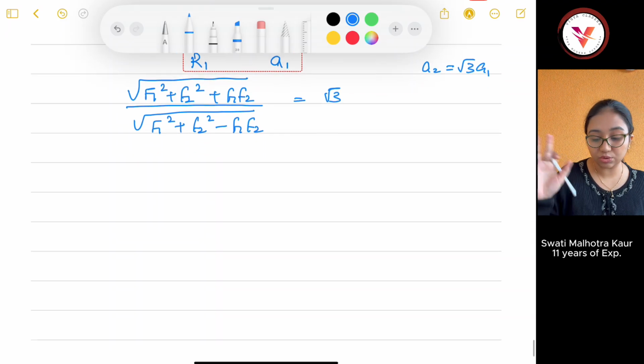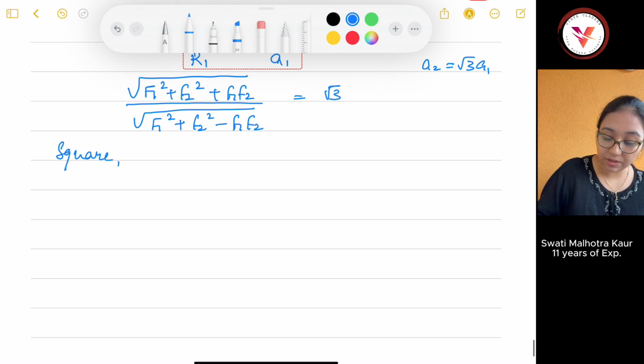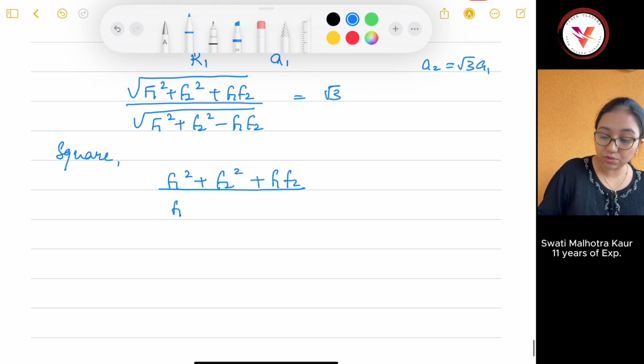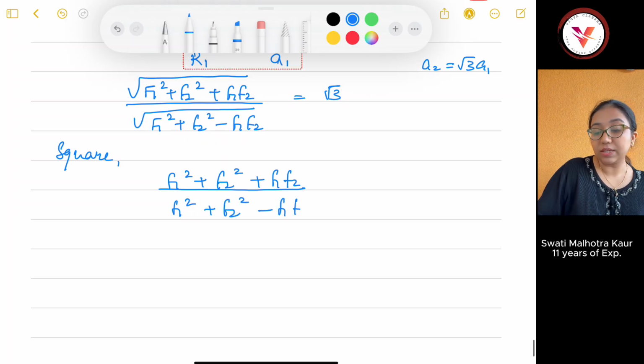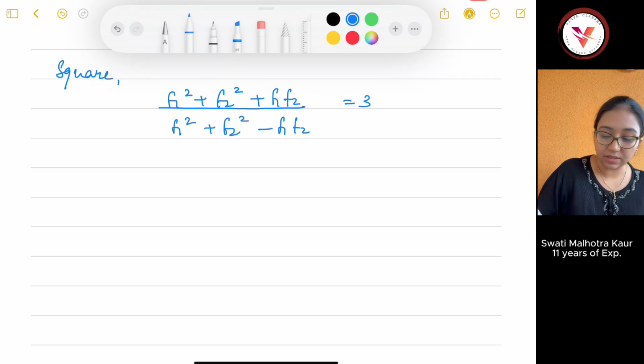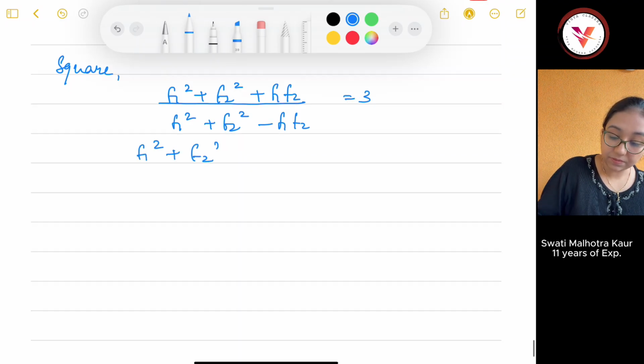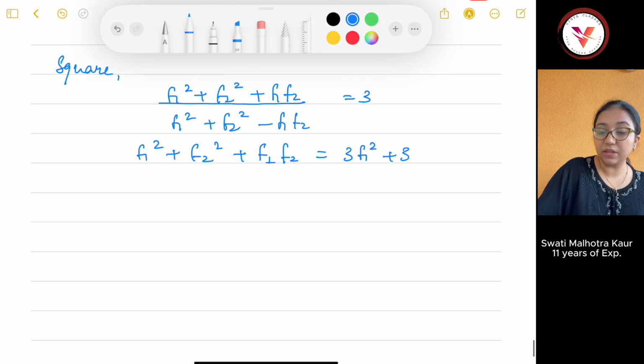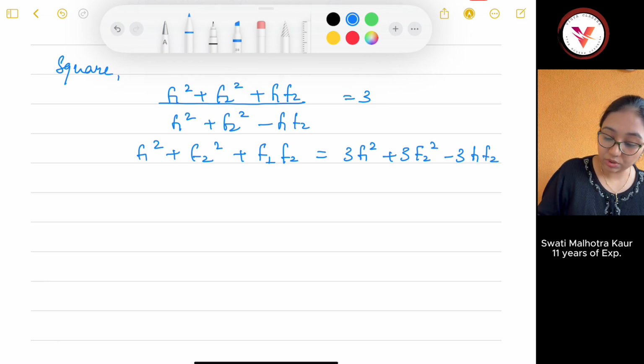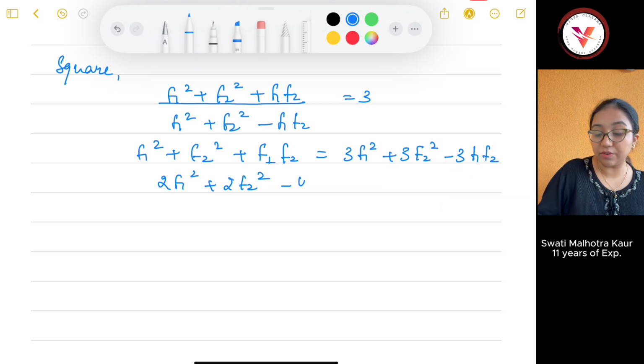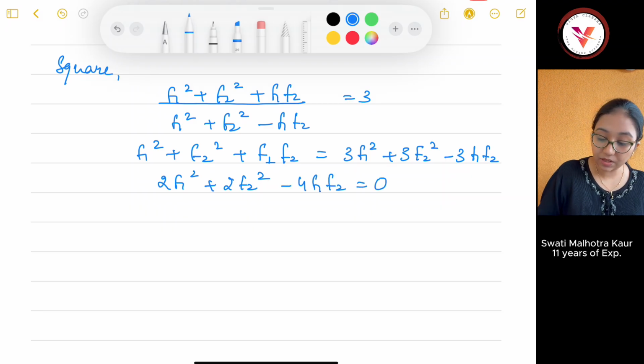Now all of these have under roots, so you can simply square them, and it becomes F1 square plus F2 square plus F1 F2 whole over F1 square plus F2 square minus F1 F2 is equal to 3. Now you can see it's simple maths. You have to simplify it. F1 square plus F2 square plus F1 F2 is equal to 3 F1 square plus 3 F2 square minus 3 F1 F2, and if you transpose it, it becomes 2 F1 square plus 2 F2 square minus 4 F1 F2. Just take 2 common. It becomes F1 square plus F2 square minus 2 F1 F2.